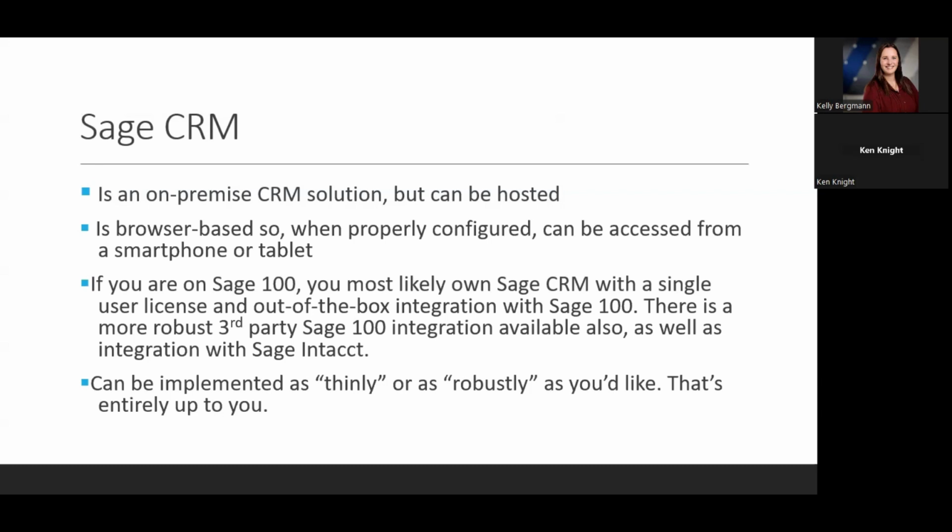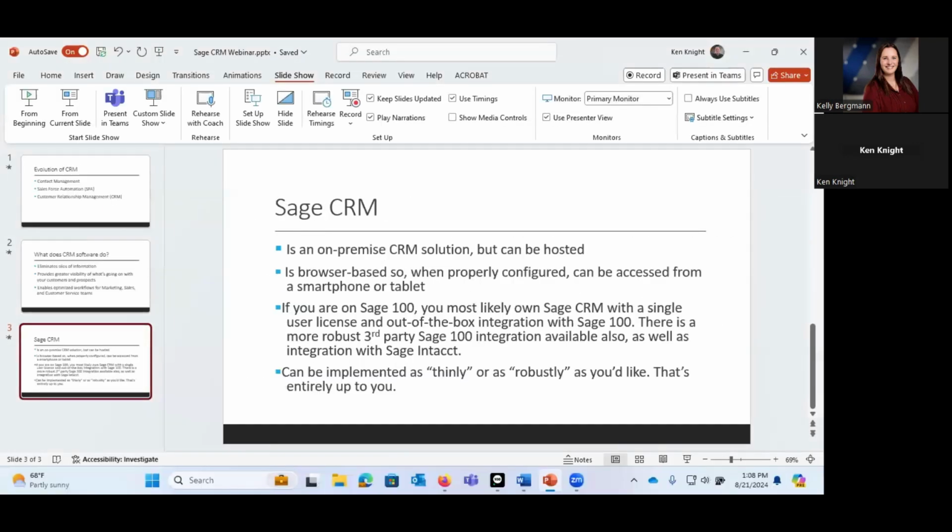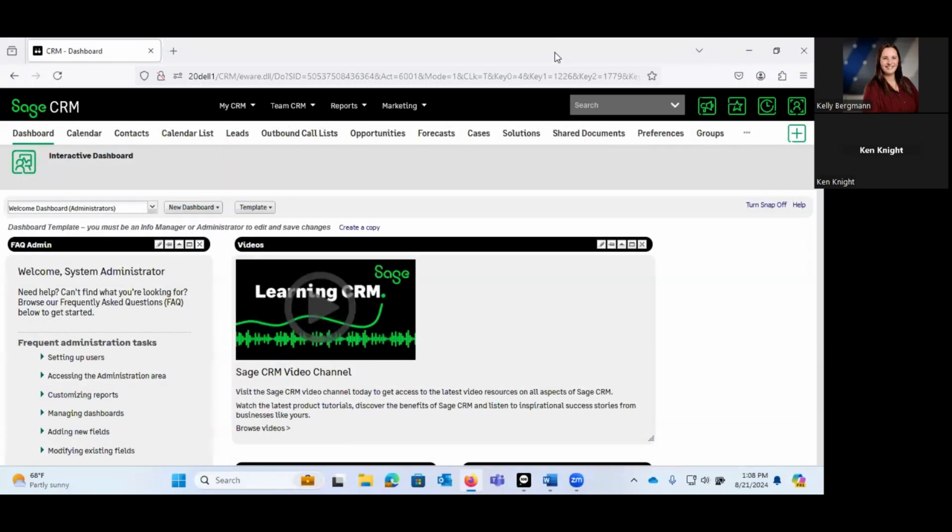I have many clients that simply use it in a customer service aspect. They don't have their salespeople actually tracking opportunities in the system. Their customer service people are using it to track communications with existing customers. I have other clients that do the inverse. The salespeople are using it. There's a lot of different ways that you can use this, and you can utilize just those pieces that make the most sense for you and your business. So with that being said, let's take a look at Sage CRM.